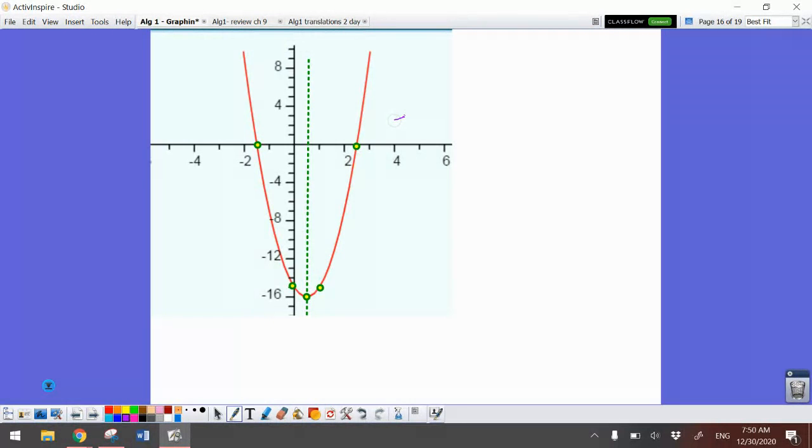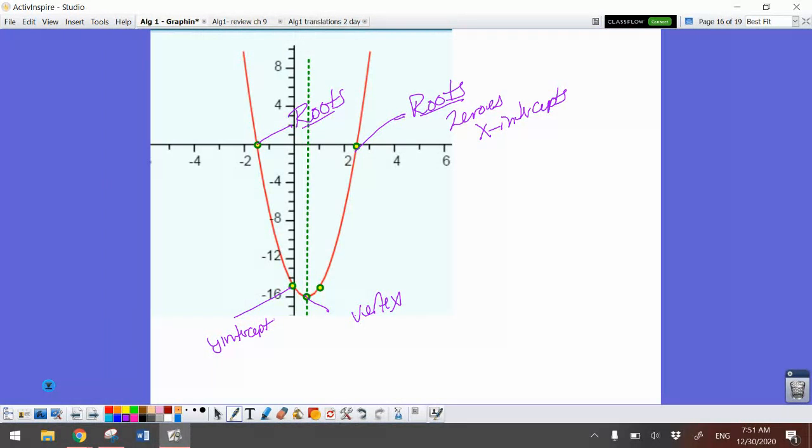So remember, we've got two roots. And what are all the names for the roots? Well, they call them roots, they call them zeros, they call them x-intercepts. Roots, zeros, and x-intercepts all mean the same thing. We have a vertex, and this one is the y-intercept. And then remember, this is the axis of symmetry. The axis of symmetry is really our middle, and it goes through the vertex.